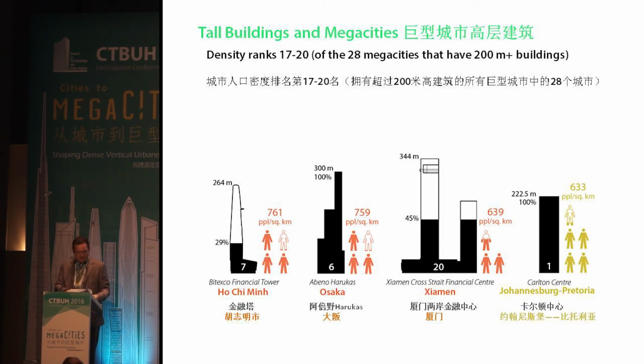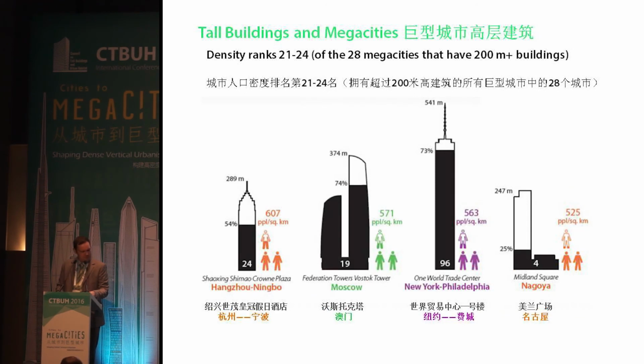So here's the megacity with the third highest number of 200 meter plus buildings, actually New York and Philadelphia, which should be on a different slide. There it is. It's in the lower third of densities. That's partly because the vast suburban landscape of New Jersey lies in between New York and Philadelphia. The entire state of New Jersey is actually included in our measurement of this conurbation. Even Nagoya in Japan is less dense than this.